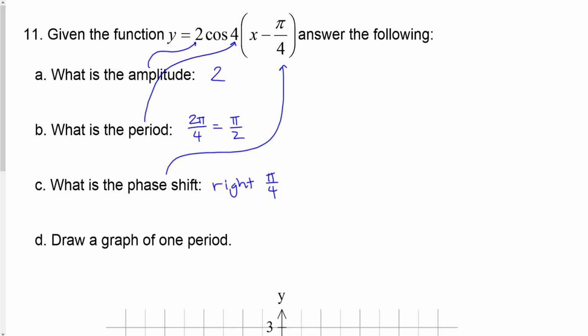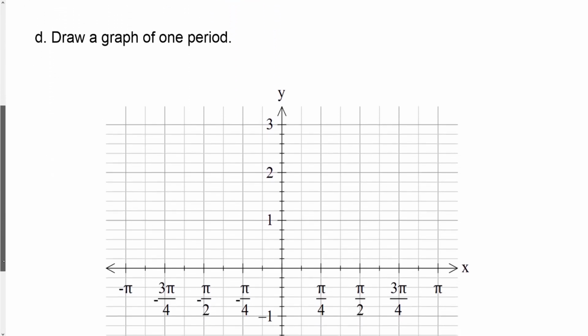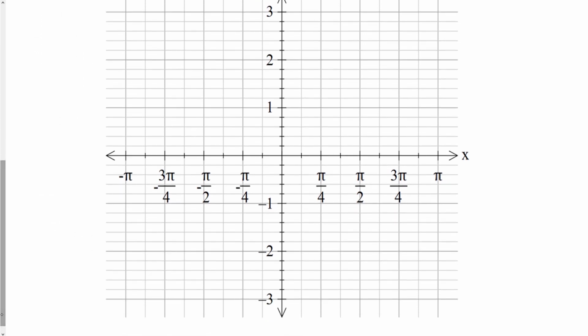And part D, draw a graph of one period. Okay, so cosine generally begins at its maximum, goes down to its minimum, and back up to its maximum in a distance of 2 pi. But that's happening now in pi over 2. But I'm not starting my cycle at 0, which I usually would, so I would start my maximum here at 0. Everything's getting shifted over pi over 4 units, so that maximum is going to go to there.